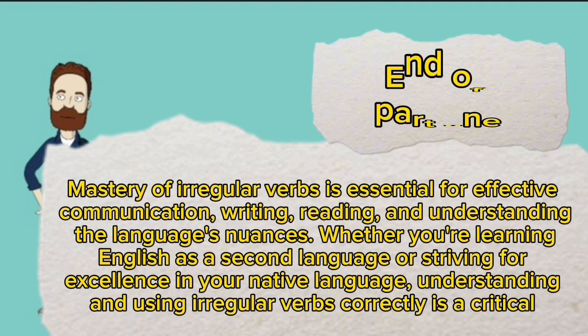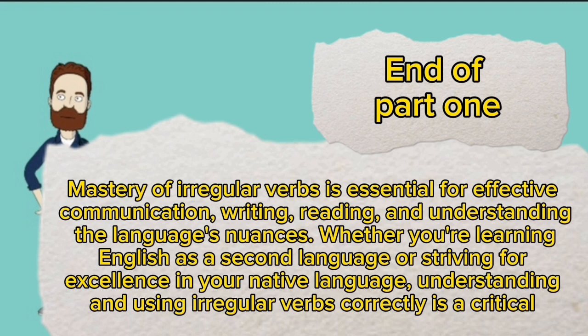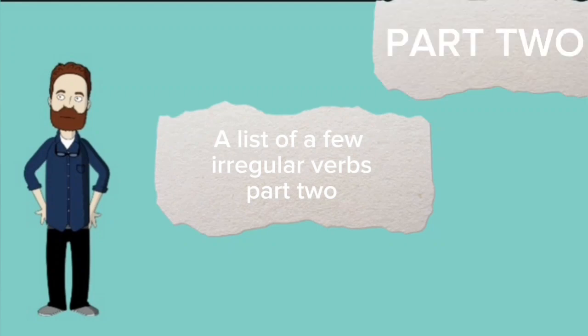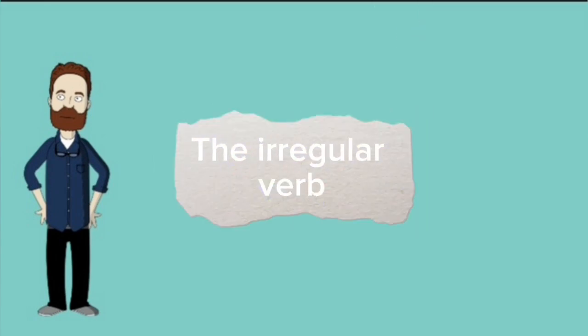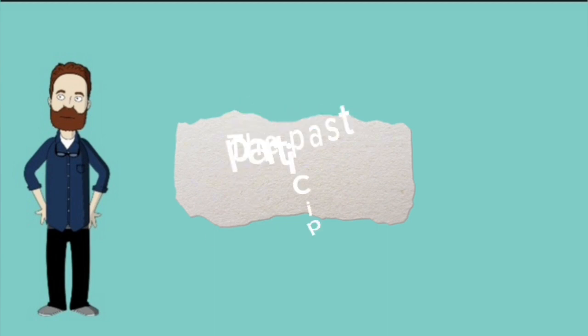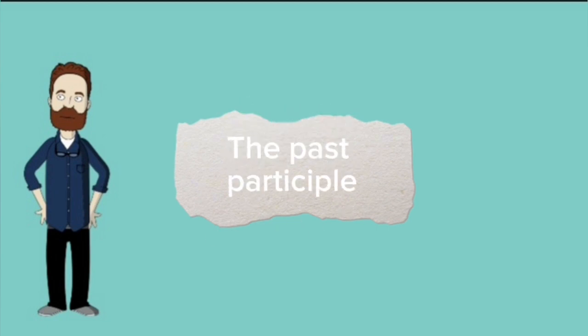Here is a list of common irregular verbs along with their past tense and past participle forms. Now it's time to come to the irregular verbs properly. In this session, we'll see the verb, meaning the irregular verb, its French meaning, and also the simple past and the past participle. If you're ready, let's get started.